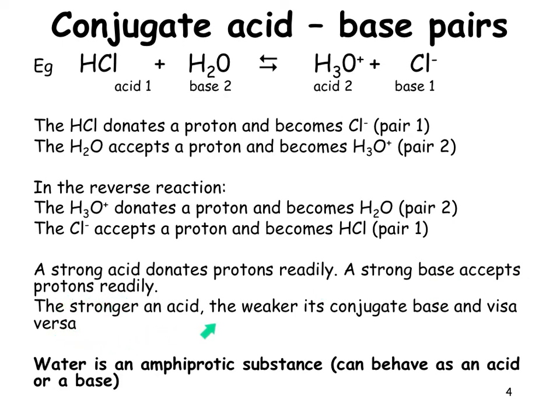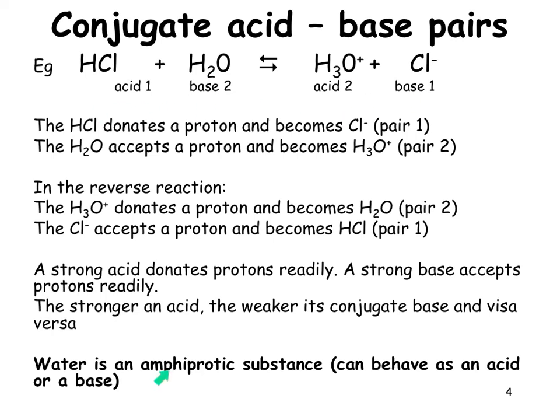The stronger the acid, the weaker its conjugate base. That sort of makes sense, because if this donates very, very easily, this is not going to go the other way very easily. So the forward reaction proceeds with ease, strong acid. The reverse reaction proceeds badly, and therefore that is a weak base. So it's always going to be favoring either the forward reaction or favoring the reverse reaction.